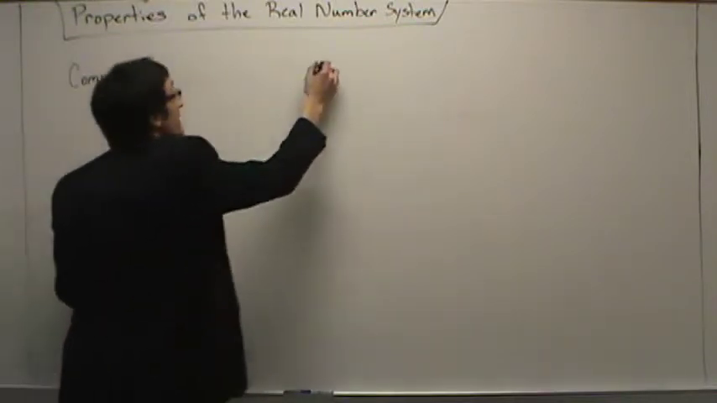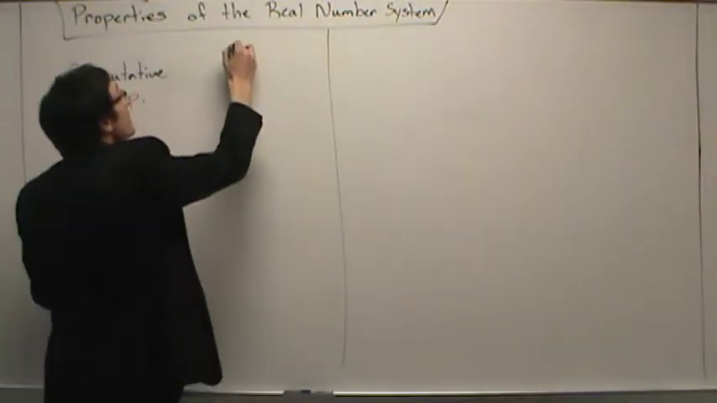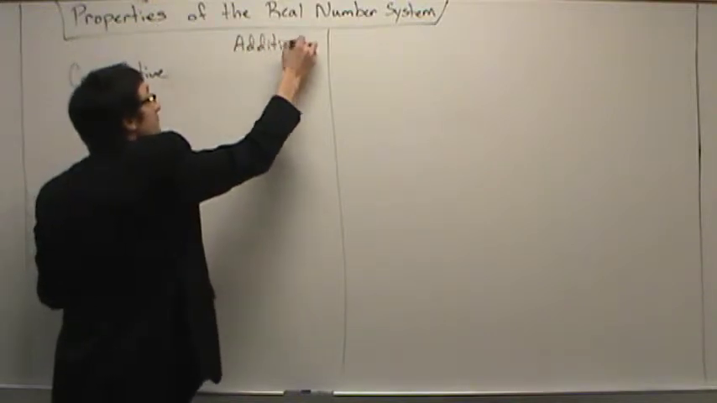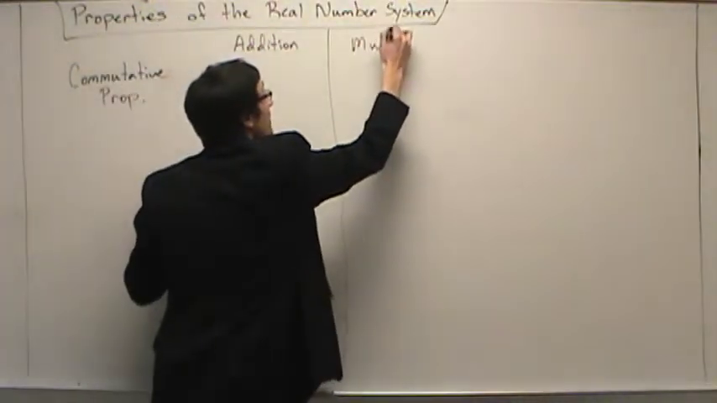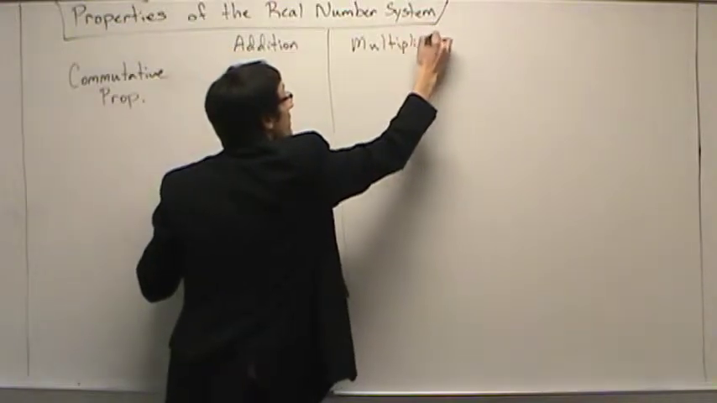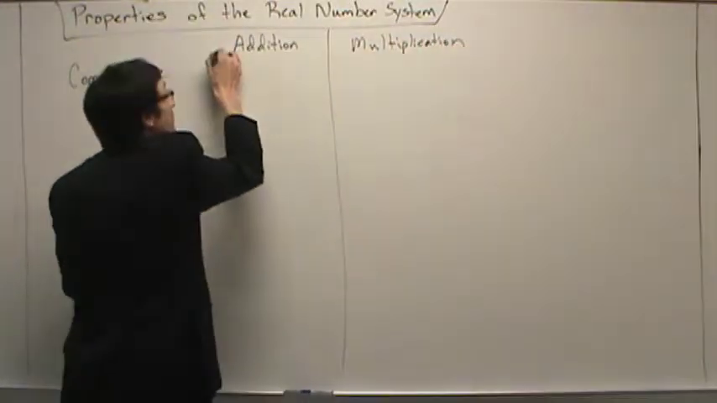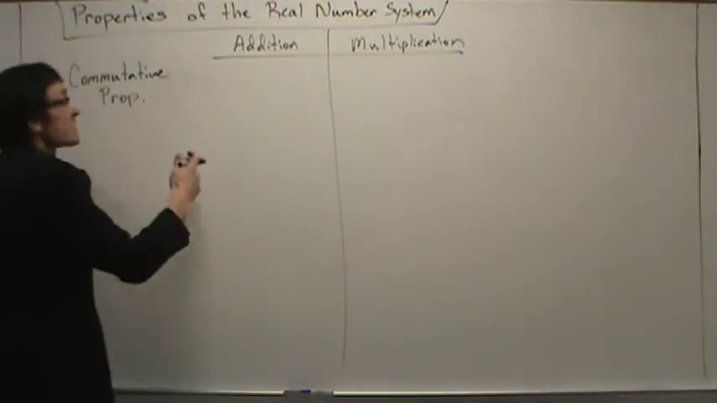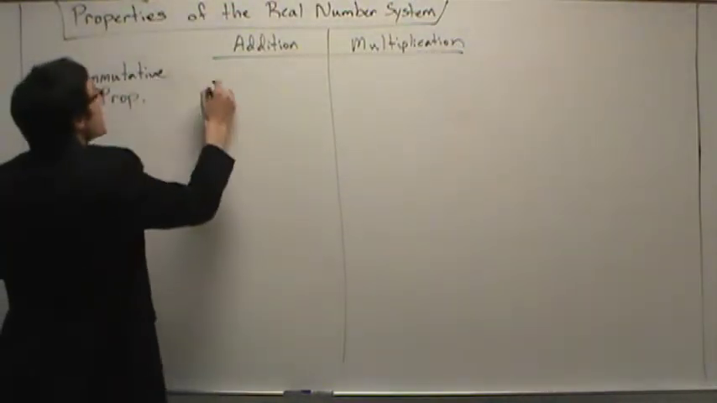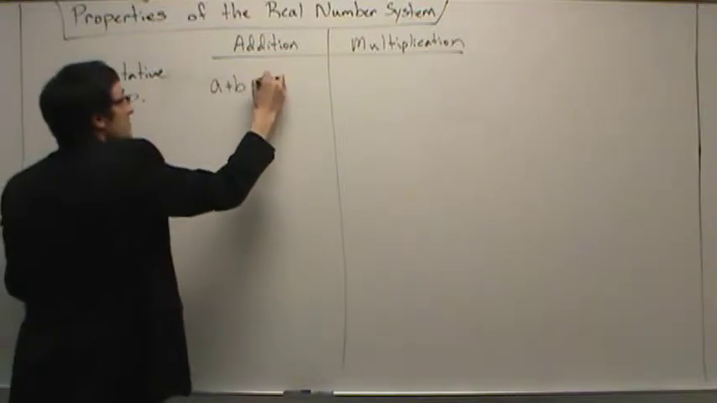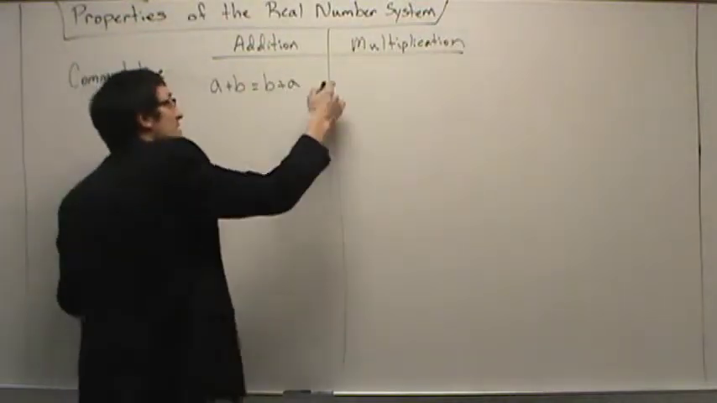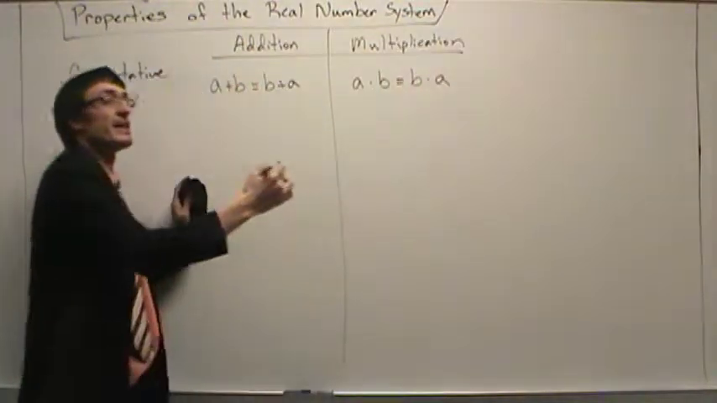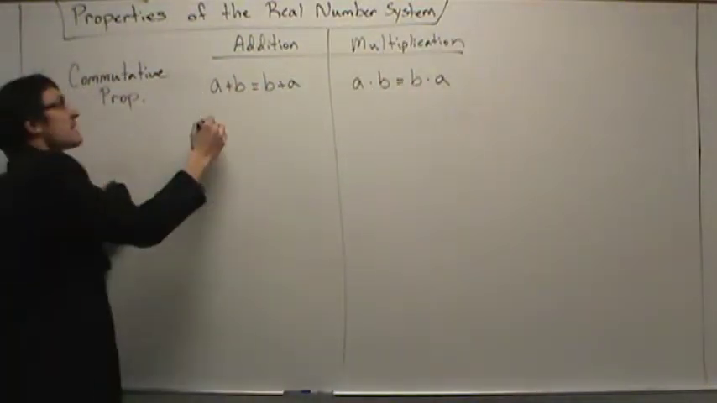Okay, and we're going to divide this into two columns, addition and multiplication. Let's see. Okay, so what does the commutative property say? The commutative property says that A plus B is the same as B plus A. It also says that A multiplied by B is the same as B multiplied by A.